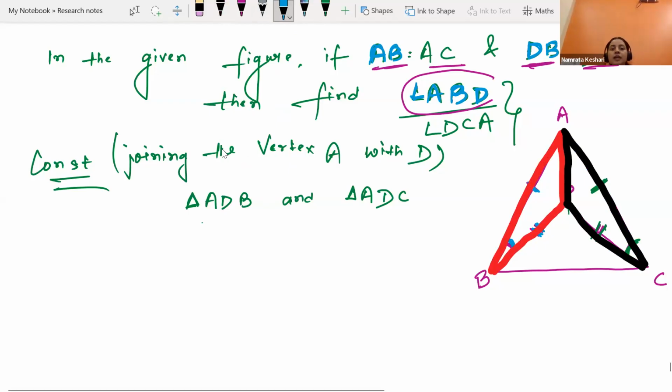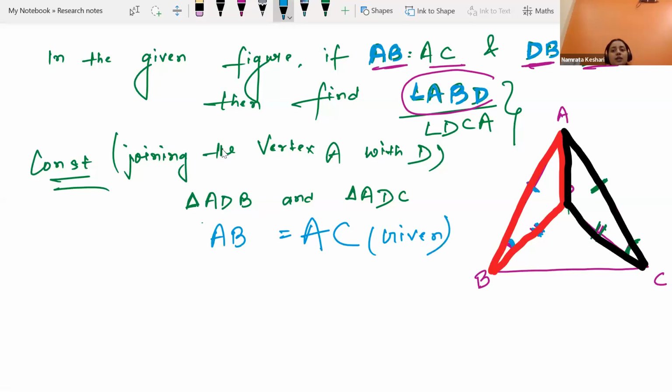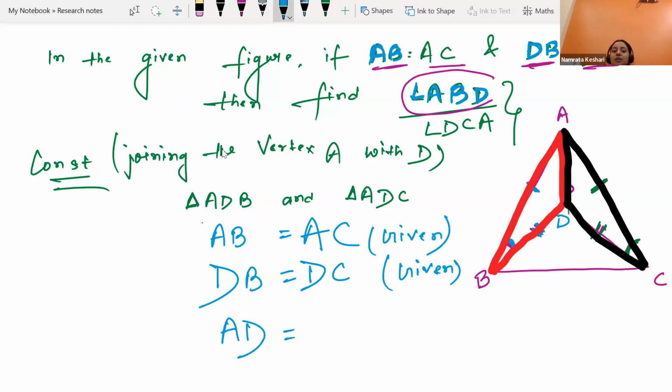Let's check it. AB is equal to AC. Yes, the red color triangle has AB and the black one has AC. Fine, one of the given information we have used. Now the next one, DB is equal to DC. The red color triangle has the side DB and the black color triangle has the side DC, and that too is given. Now what else? Again we have a common side AD. We have just joined A with D and we ended up getting a common side between these two triangles.